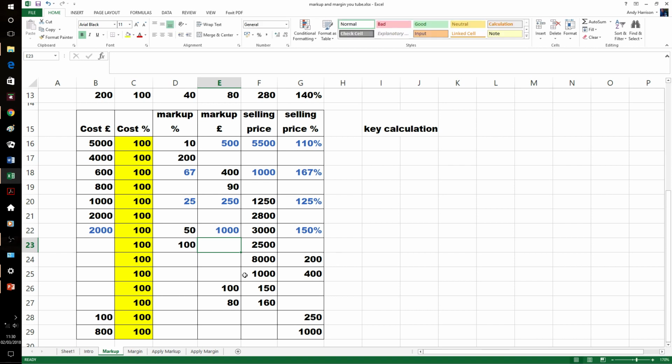Yeah. So now we've got a selling price as a percentage and in cash terms. That means the markup must be 100%. So 100% cost, 100% markup equals 200%. Doesn't matter which one of these we do first. They're actually the same answer. 8,000 divided by 200 times 100 will give us the cost in pound terms. Obviously markup of 4,000.